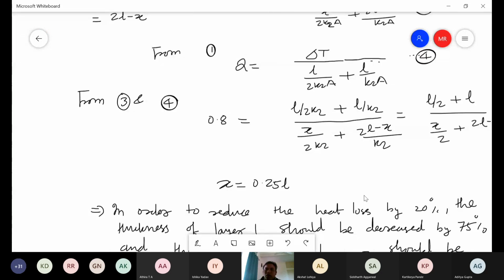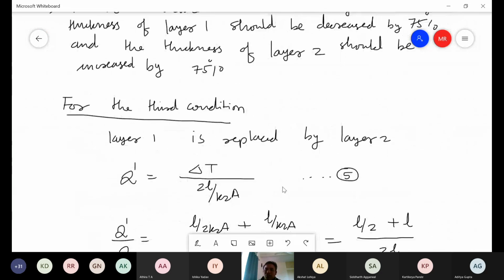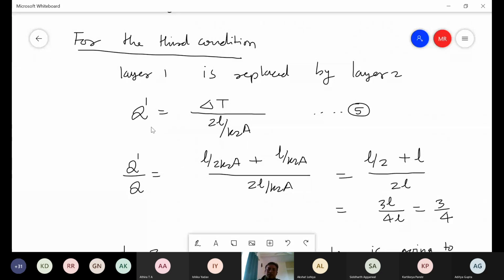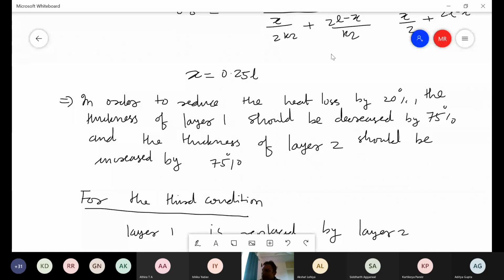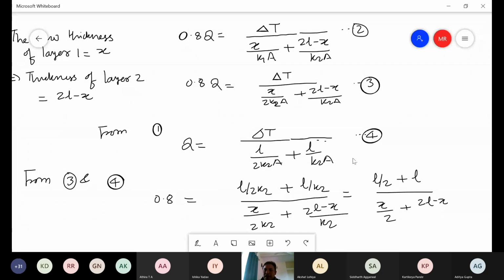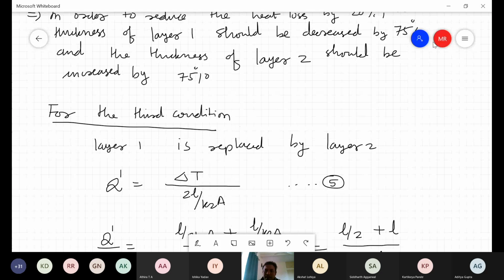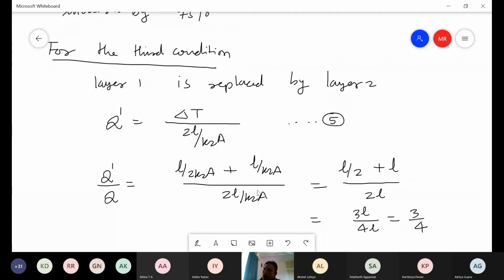So again, we can put all the values here. You can divide the equation number 5 by equation number 4. Equation number 4 is the original condition number 1, isn't it? So this delta T will get cancelled out. K2 and this K2 will get cancelled out. The area A is common for all the layers, so that will also get cancelled out. So what we are left with is L by 2 plus L divided by twice L, isn't it? We can rearrange this. So after rearranging, what we get is 3 by 4.